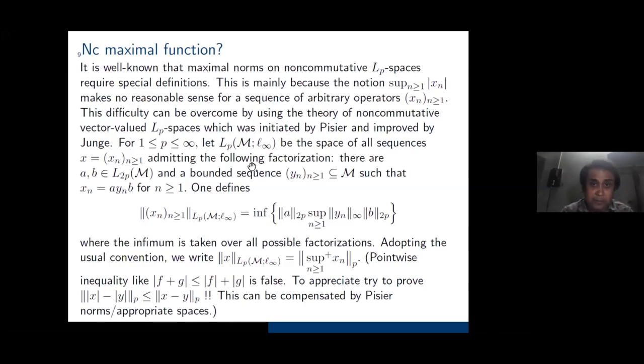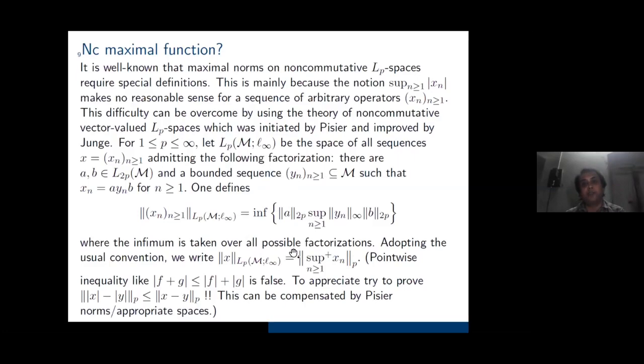But the norm came in a very complicated way, and the motivation was from operator space theory. If this p is infinity, then L infinity of M comma L infinity should be the injective operator space tensor product of L infinity and the von Neumann algebra. If p is one, it should be the projective operator space tensor product. And then the LP spaces are always complex interpolation between them. That was the point of view taken by Pisier, and from that he could get the description of a good notion of norm on this LP of M, L infinity, which is given by this.